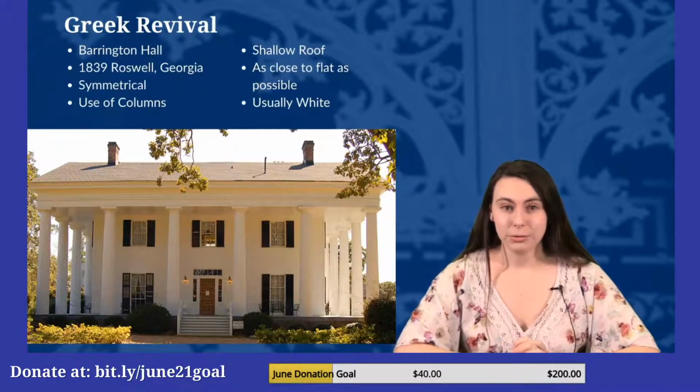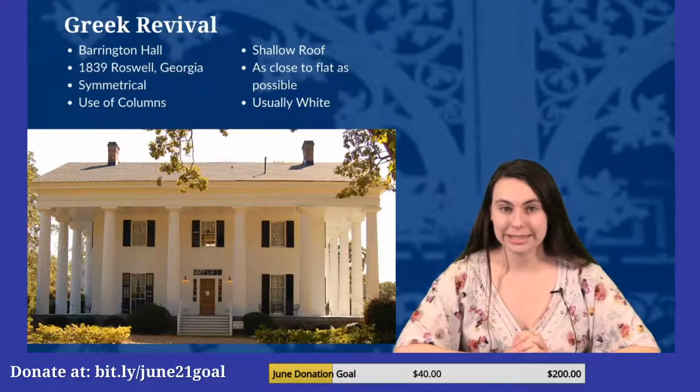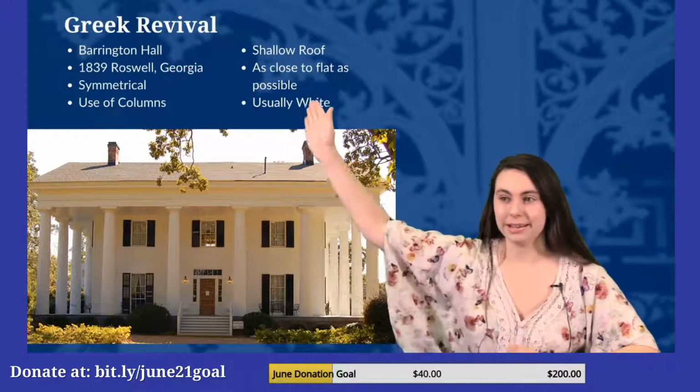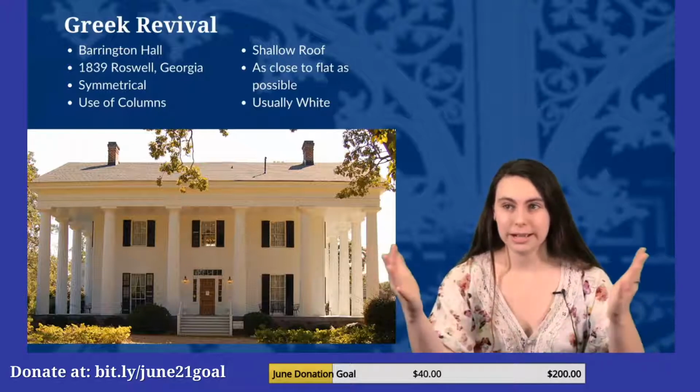Apparently 1839 was a very large building year. I can name multiple Greek Revival style houses that were built in Georgia in 1839. I guess it was an economic boom time where everyone had a lot of money to build Greek Revival style houses. The Greek Revival style is also a lot about symmetry, so if I take my knife and cut it through the middle there, it's going to look like a mirror image on both sides.